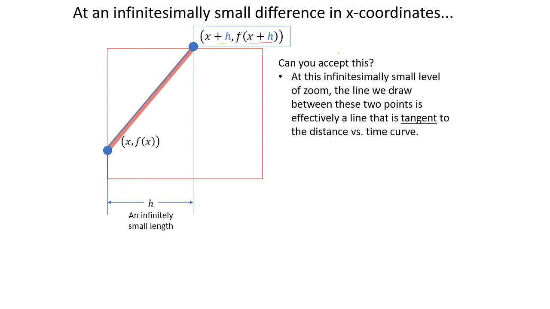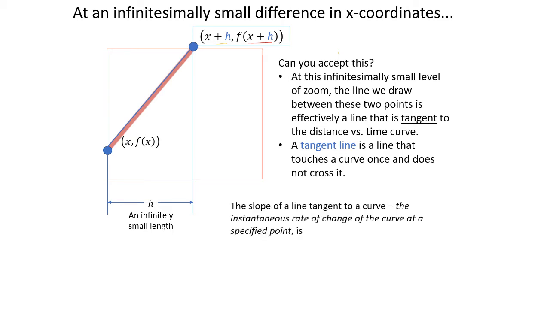If I zoomed in so infinitesimally small, instead of drawing a secant line between 2 points, the distance between those 2 points is so small that I'm effectively drawing a tangent line. If it was distance versus time, I would be drawing a line tangent to the distance versus time graph, but I'm just drawing a line tangent to this graph, period. And that's called an instantaneous rate of change. If it was distance versus time, I'd be talking about an instantaneous velocity.